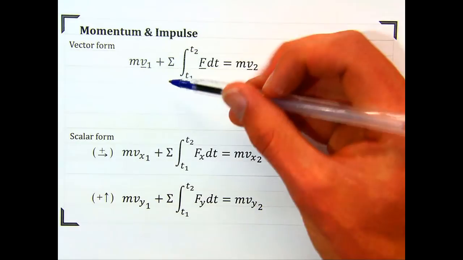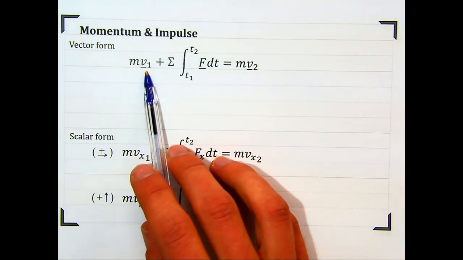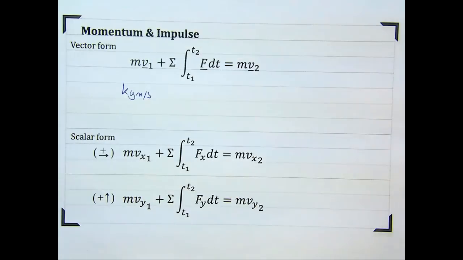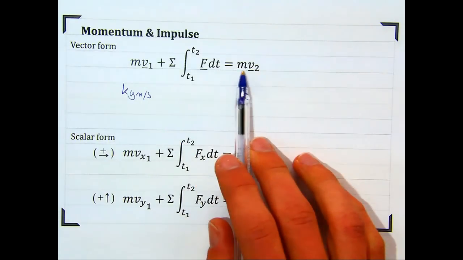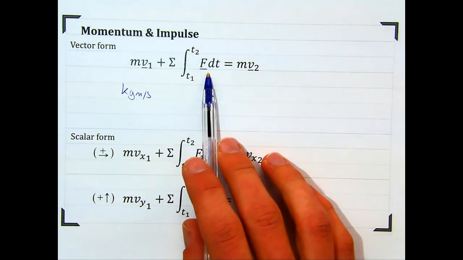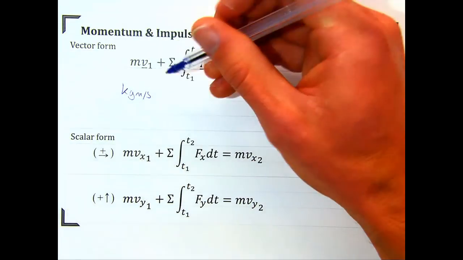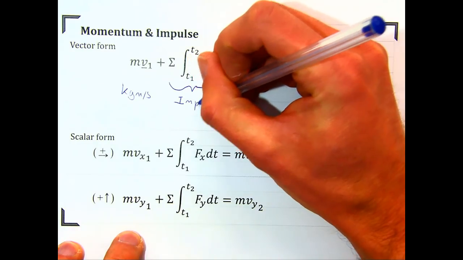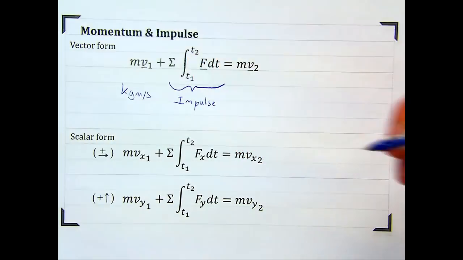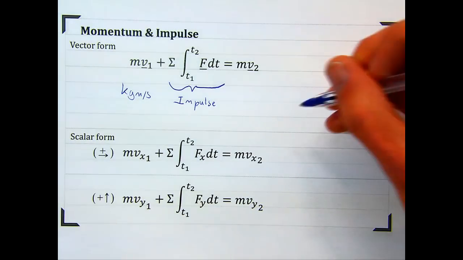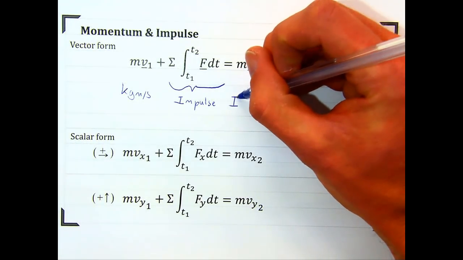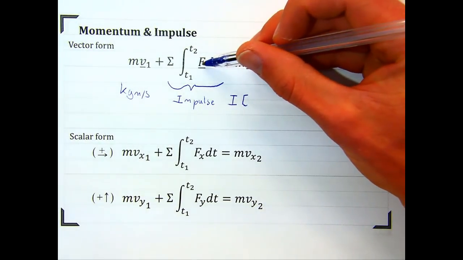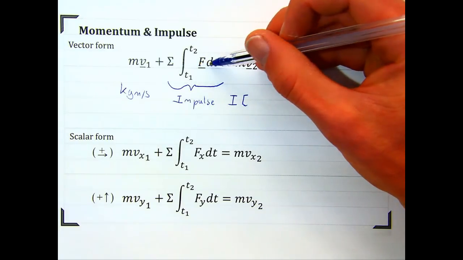So what are the units over here? If you multiply mass by velocity, we get kilogram meters per second. And that is the momentum. Then this again is the momentum afterwards. And then the term in the middle, that is what we call the impulse. The impulse is denoted by the capital letter I, and it has units of Newton seconds. We can see that because it is the force being integrated over time, so it's Newton times time.